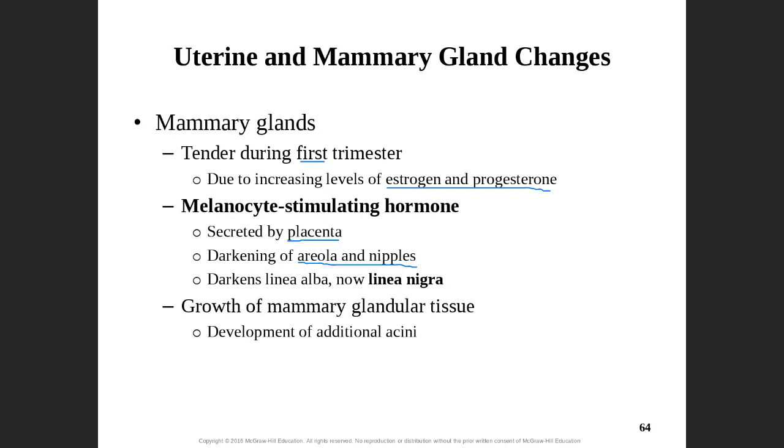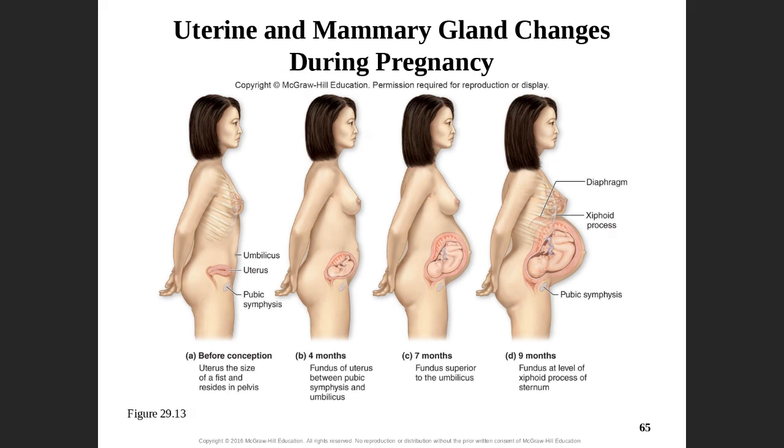We'll also see the linea alba start to darken, and we call that the linea nigra. And of course, we will have growth of the glandular tissue, namely the acini. So we'll get an increase in the number of acini, but we'll also get an increase in the production of milk from those acini. Here's a quick picture just showing you some of the changes occurring in the breast tissue. You can see there's an enlargement of some of the breast tissue because of the acini growing, having more secretory portions for milk production.